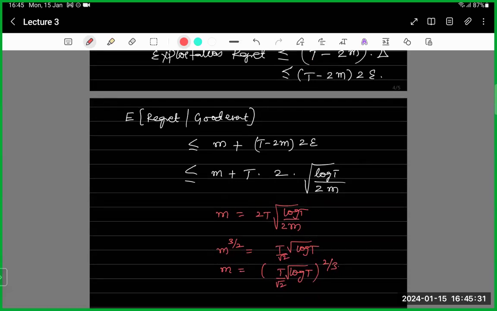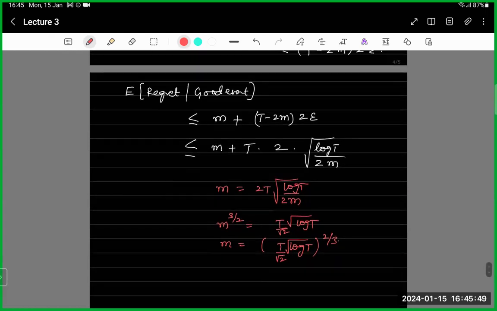So you can do a tighter analysis, but all that I'm going to show you is that it's going to incur a sublinear regret. Even if you do a tighter analysis, maybe you'll get the constants better. But what is known is that order-wise, this is the best that you can get. So what is the regret that they're incurring finally?